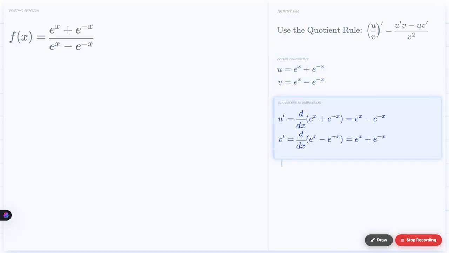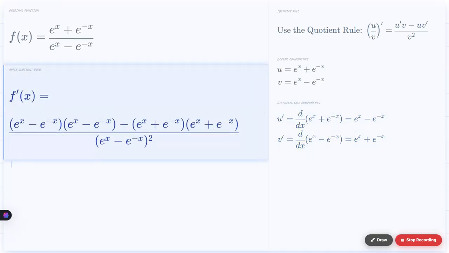We find the derivative of u and the derivative of v. We do this to get the pieces we need for our formula. The derivative of e to the power of x plus e to the power of negative x is e to the power of x minus e to the power of negative x, and the derivative of e to the power of x minus e to the power of negative x is e to the power of x plus e to the power of negative x.